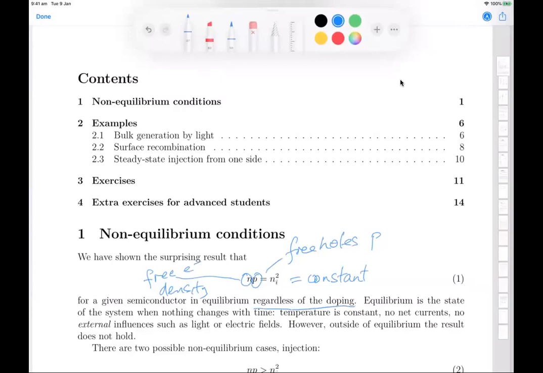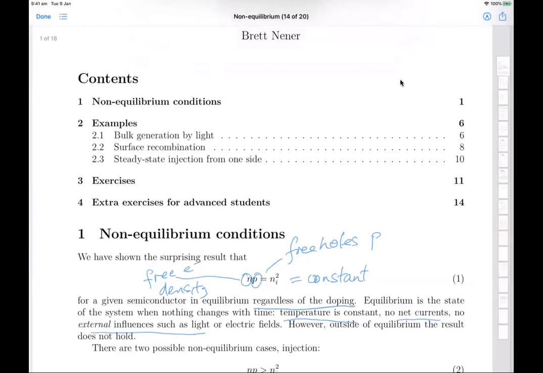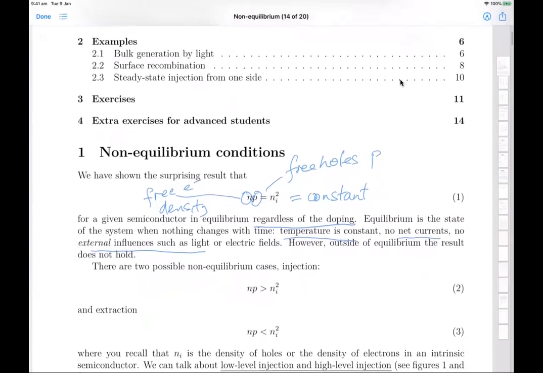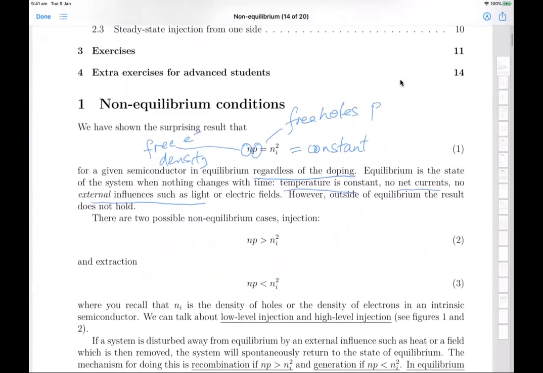So equilibrium is the state of a system in which there are no external influences. There is no change in the temperature. There are no net currents. Essentially, there are no external influences. When we have non-equilibrium conditions, then the NP product is no longer equal to Ni squared.